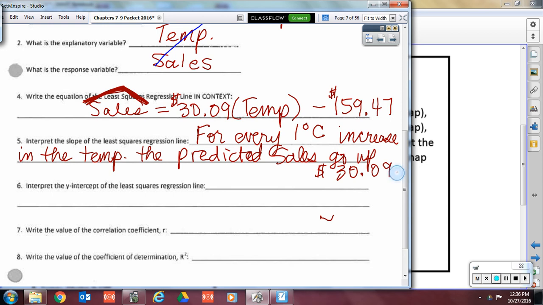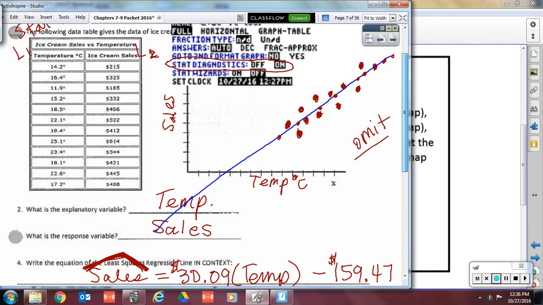For every 1 degree increase in the temp, the predicted sales goes up $30.09. All right, now we're going to interpret the y-intercept. So our y-intercept, of course, being negative 159.47. Now I want you to take a look at this graph up here.